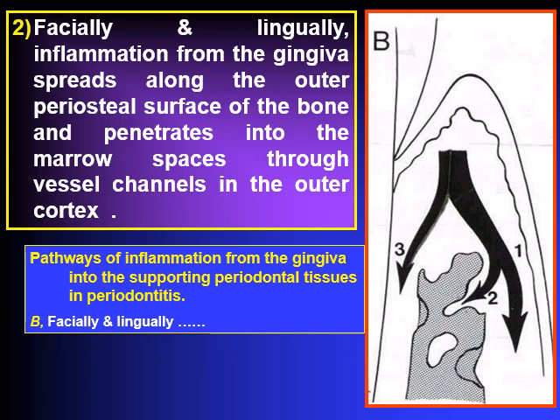Then this is the other pathway, which is the facial and lingual pathway. Inflammation spreads, as you see in this diagram, from the gingiva along the outer periosteal surface of the bone, and then penetrates into the marrow spaces through vessel channels in the outer cortex. In this case, facially and lingually, the chronic gingival inflammation may spread directly to the periodontal ligament, not as in the interproximal, where this does not often occur except in cases of trauma from occlusion. But here, facially and lingually, it may spread directly to the periodontal ligament.